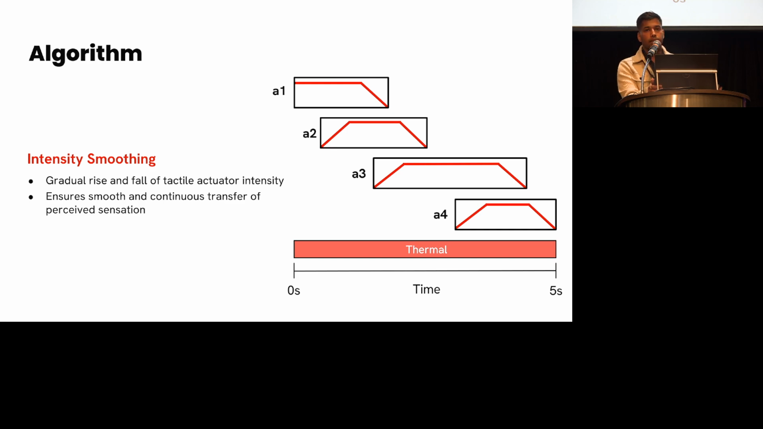Next, the second component is intensity smoothing, where each tactile actuator gradually rises and falls from its maximum intensity. Easing actuators in and out of activation transfers sensation better and makes the motion feel smoother and continuous.